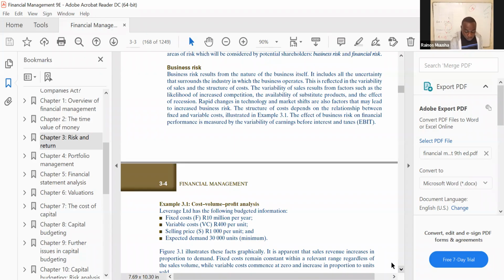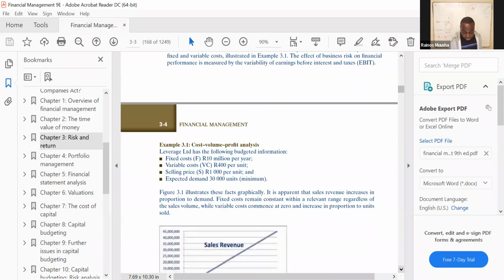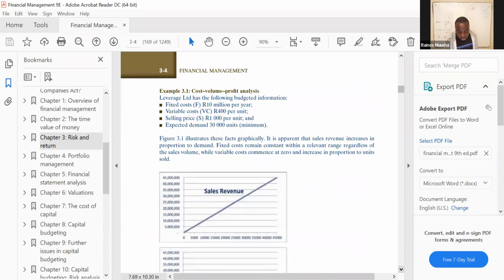And in this case, when you're looking at the relationship between your fixed costs and your variable costs, when you're analyzing business risk, we look at the concept of cost volume profit analysis. So to understand this better, they give us that example 3.1. Can you quickly read through that example and we go through together?